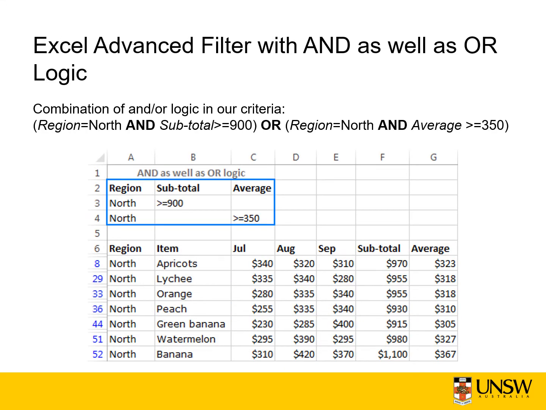In this example, we used a combination of AND/OR logic in our criteria to display records for the North region with subtotal greater than or equal to 900 or average greater than or equal to 350. Watch the examples in the next two slides to learn more about advanced filter.